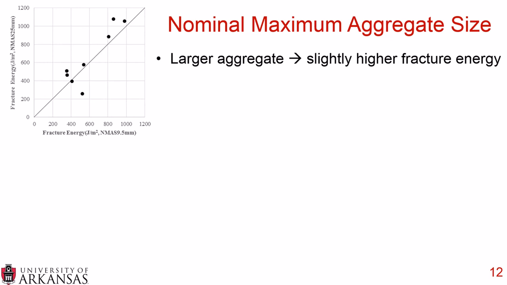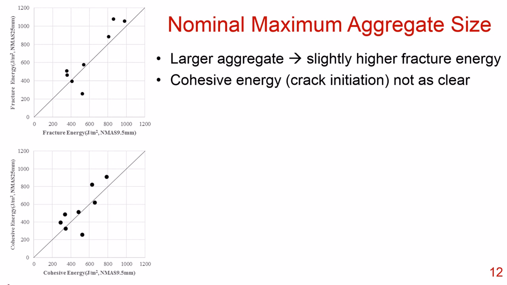The next factor that we looked at was the aggregate size. So here the 25 millimeter nominal maximum aggregate size is on the y-axis, and the 9.5 millimeter nominal maximum aggregate size is on the x-axis. Here we see that the larger aggregate had slightly higher fracture energy. The cohesive energy or the crack initiation was not as clear.